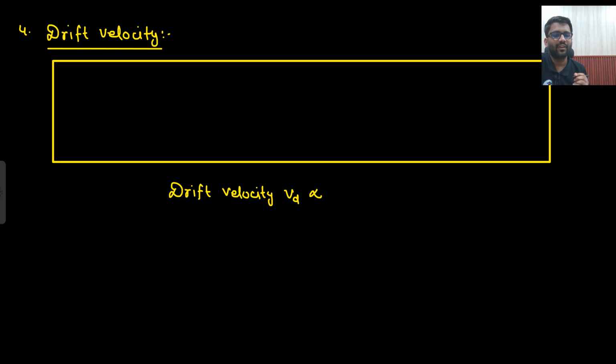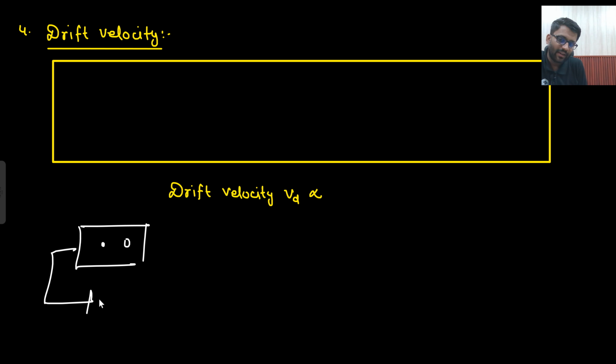What is drift velocity? We have already seen drift velocity also. This was our semiconductor. In the semiconductor there was a free electron, there was a hole. What we did was apply a voltage. Because of the voltage there was an induced electric field. Now because of this electric field, this electron was moving and this hole was also moving, each with a velocity.